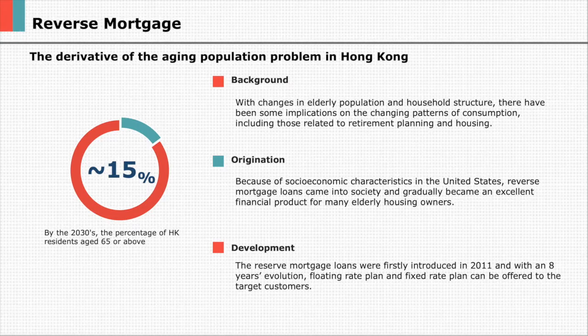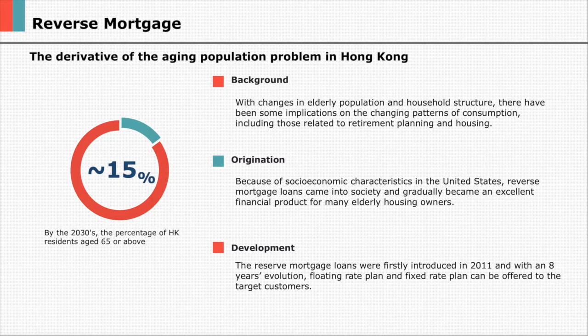The reverse mortgage is the derivative of the aging population problem in Hong Kong. Many statistics predicted that by the 2030s, nearly one quarter of the Hong Kong residents will be aged 65 or above. Within the elderly population, there are subtle changes in their socio-economic characteristics, and meanwhile, the percentage of the families that never get married or the couples without children is escalating.